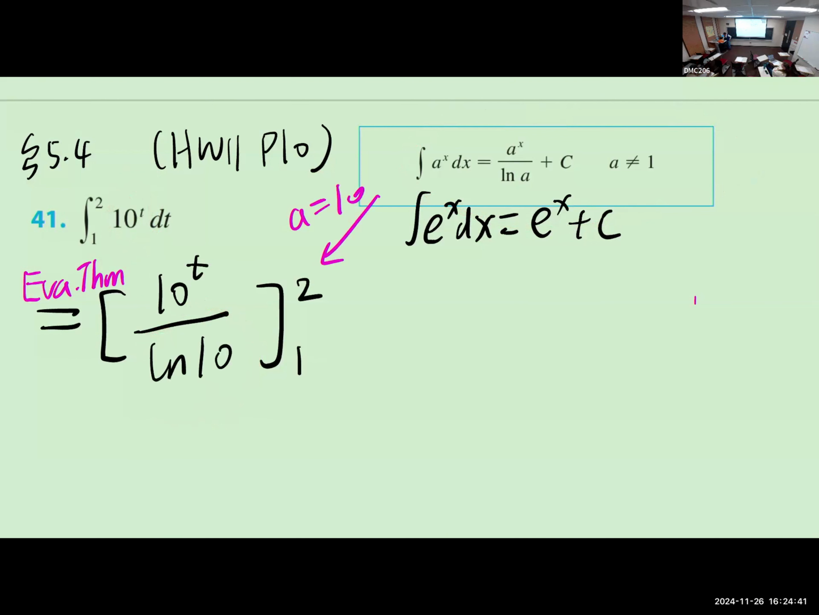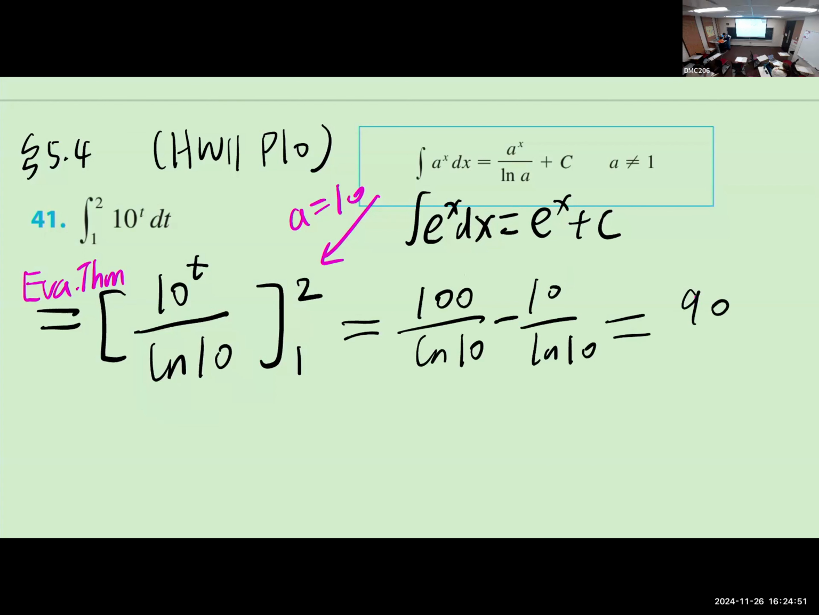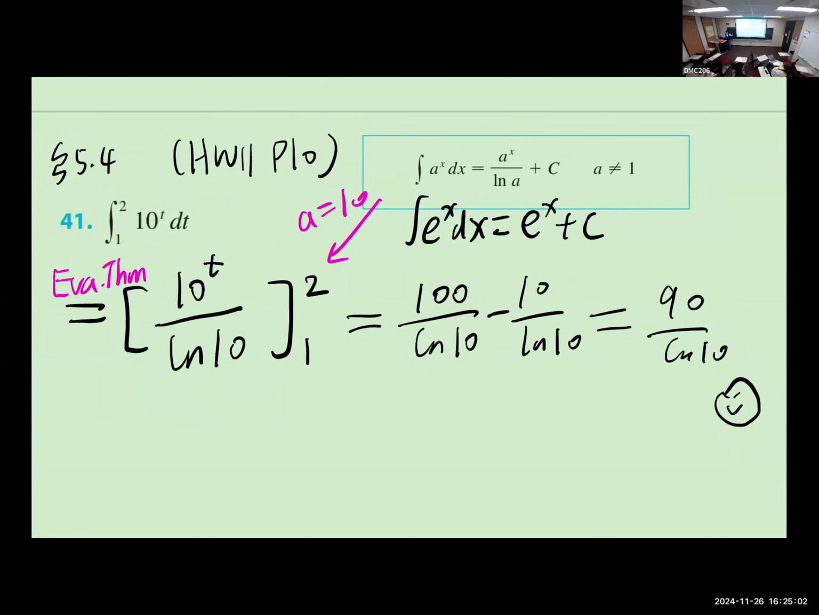Yeah, that's it. So the answer is just 10 to the 2 over ln 10 minus 10 to the 1 over ln 10. That is 100 minus 10. That is 90 over ln 10. That's it. Couldn't be easier. The answers just pop out like a dream when you use these formulas. Once you have the formulas, everything works like a dream, like a charm.